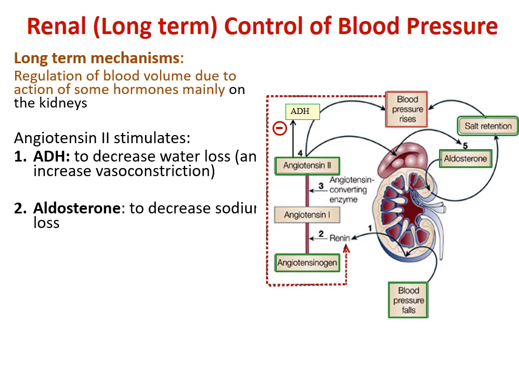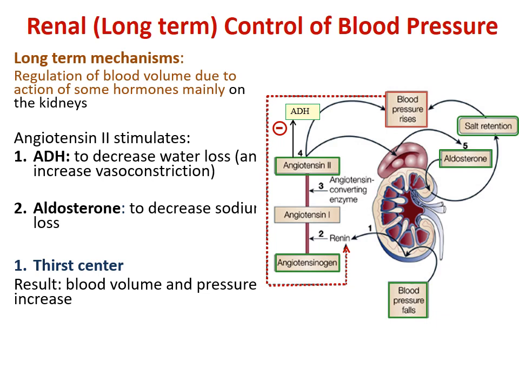Aldosterone, the hormone which is released from the adrenal gland, is also reabsorbing the sodium ion. When the sodium is reabsorbed, more water is preserved. The thirst center also will be stimulated by the angiotensin 2. There is another action of the angiotensin 2, that is stimulation of the thirst center. The thirst center is in the hypothalamus, and when that is stimulated, the person will feel like drinking more and more water. What will happen when you drink more water? Your blood volume will increase. It will come back to normal. The result will be an increase in the blood volume and increase in the pressure.